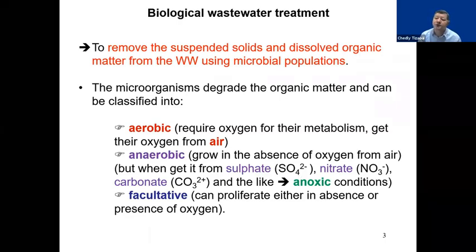And when you have microorganisms operating under such conditions, when you don't have oxygen from air, but you have these sources of oxygen, sulfate, nitrate, carbonate, we call that anoxic conditions, okay? Facultative types of microorganisms are clever ones where they can grow and proliferate in the absence or in the presence of oxygen. So if you have oxygen, they don't mind. And if they don't have oxygen in the environment, also they don't mind. So they can grow under various conditions of oxygen.